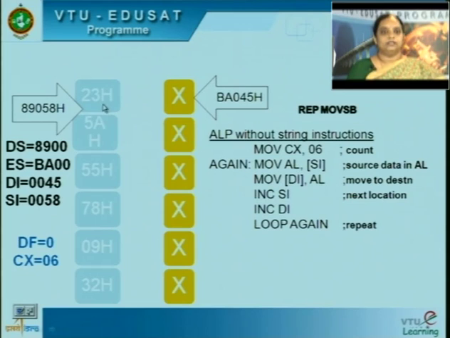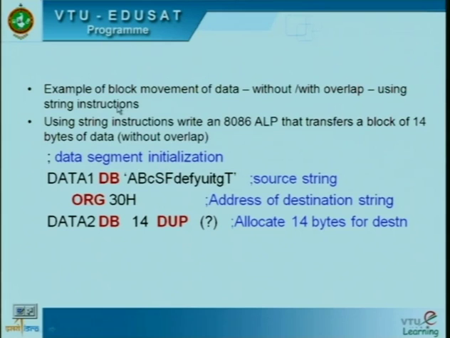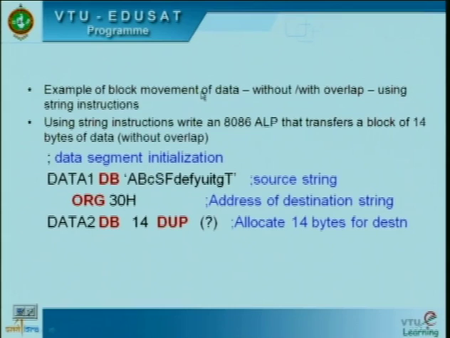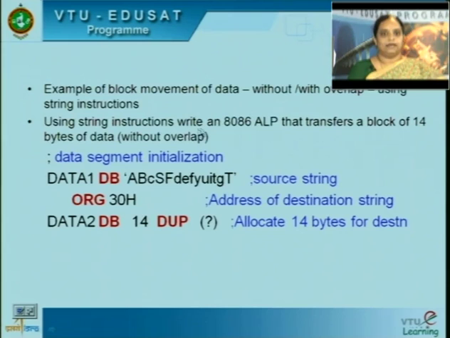Let us take an example ALP, wherein we are using these MOVSB or MOVSW instructions. Let us look at the regular block movement of data. Generally, we can have two cases, that is with or without overlap. This has been done in the lab without using string instructions. So the same example, let us do with string instructions. So this is block movement of data with or without overlap. The first case, that is without overlap, let us transfer 14 bytes of data.